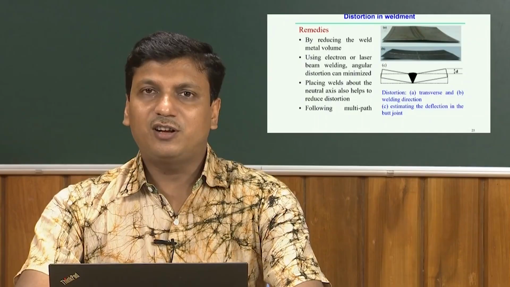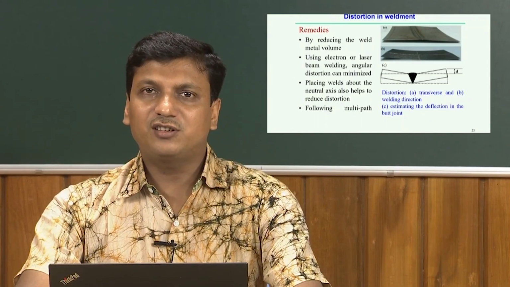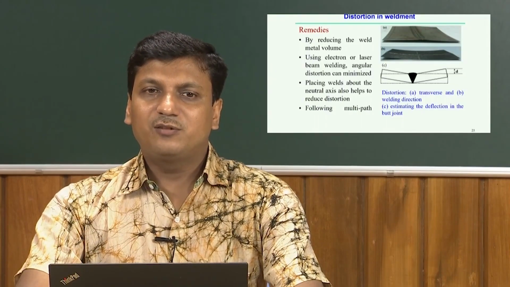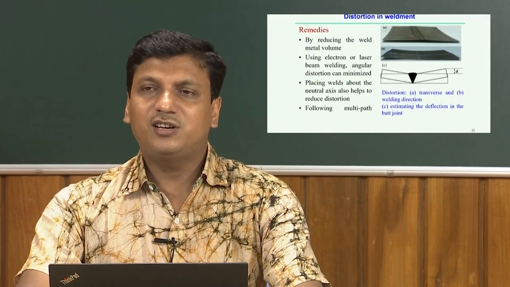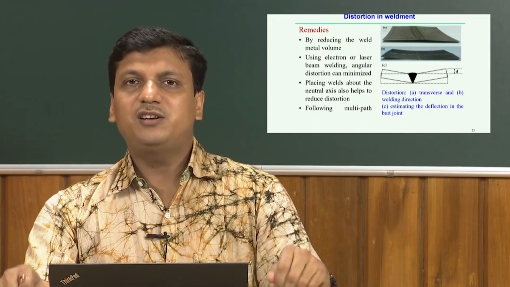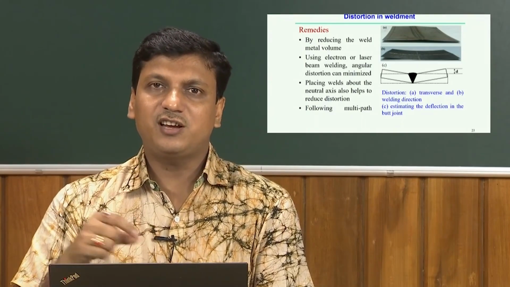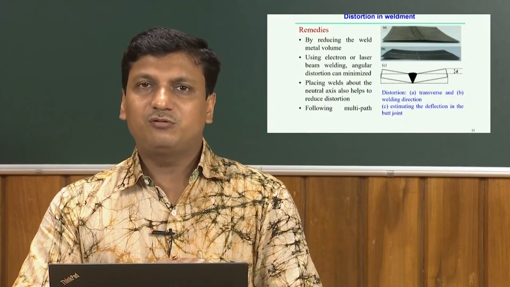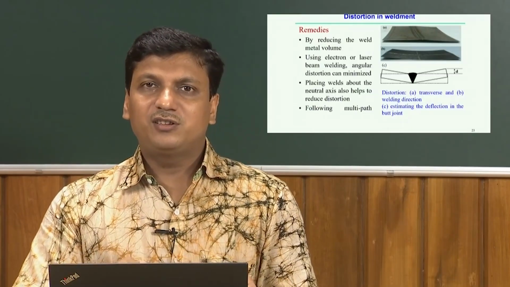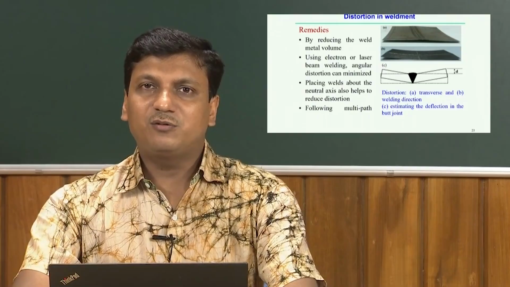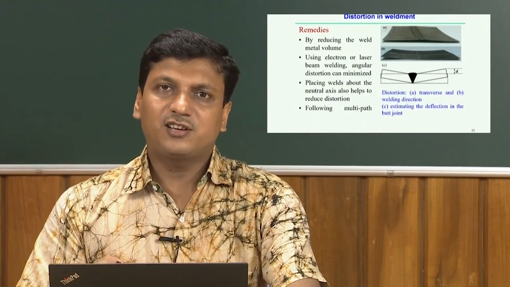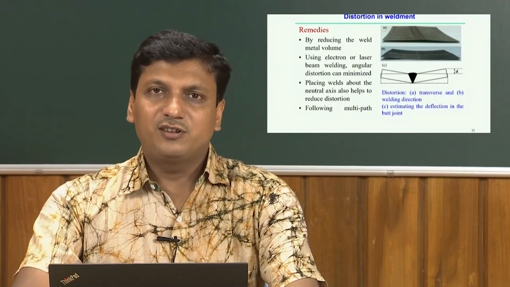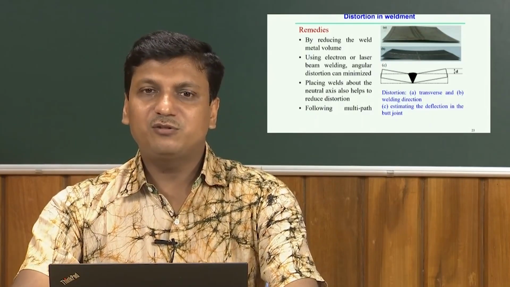And of course, for a very large or very complicated structure, following a multipath or multipass welding process, the distortion can be controlled. Multipath means if you use laser scanning or laser welding throughout the structure and follow some specific pattern of scanning of the laser on the surface, the path can be different. So, by designing the path, probably we can reduce the amount of distortion.